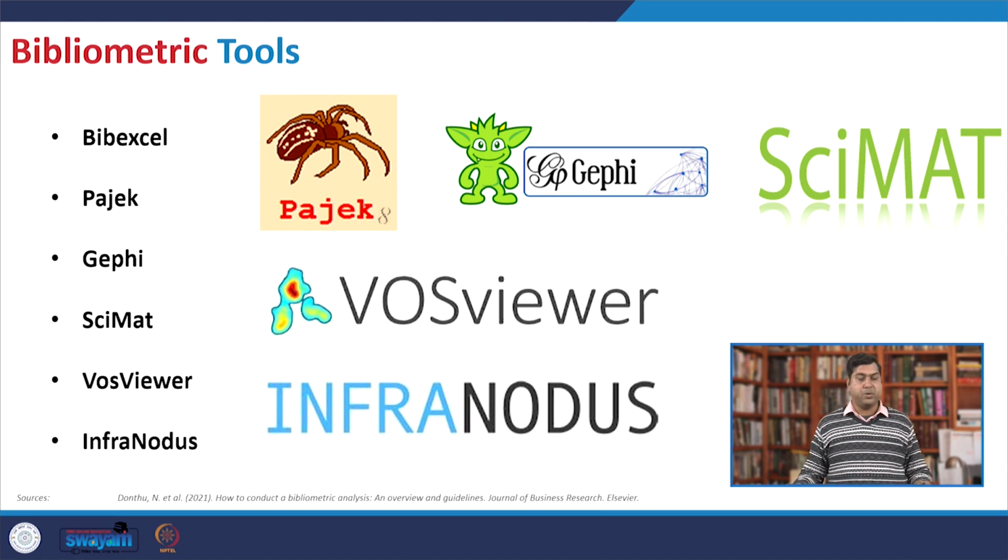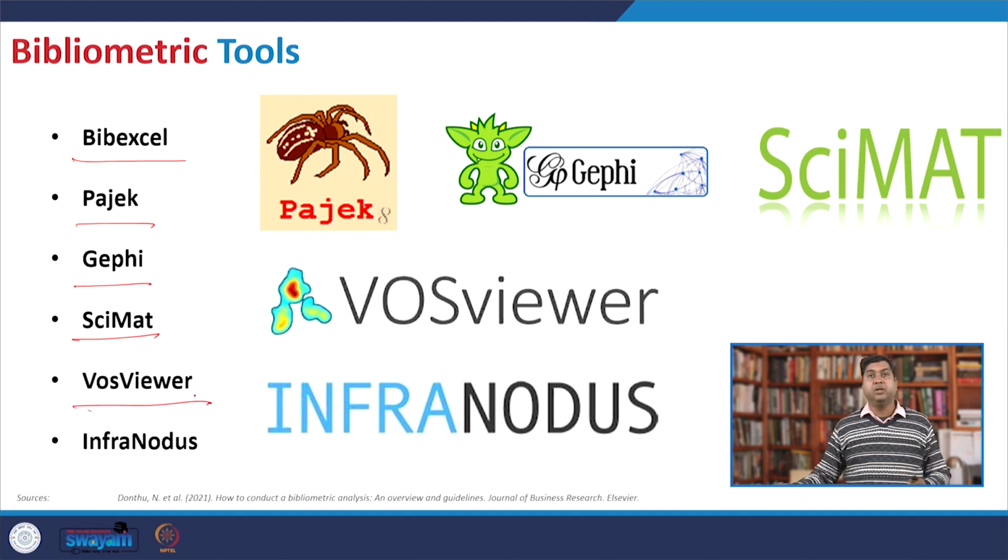Now, coming to the bibliometric tools where you can do this, you have certain open source ones like BibExcel, Pajek, GP, then SciMAT. VOSviewer is one of the common tools used in recent times, and also Infranodus. So, there are others also. Because this is just for educational purposes, I am showing you something. There is nothing wrong with referring to other such software or tools. These are very commonly used tools that I am just referring to.